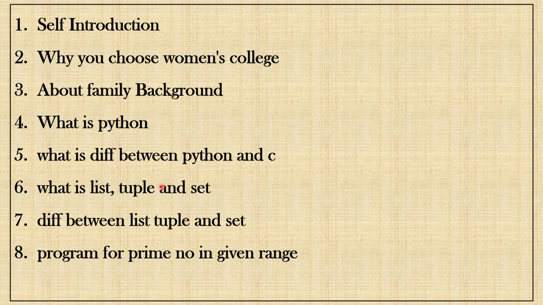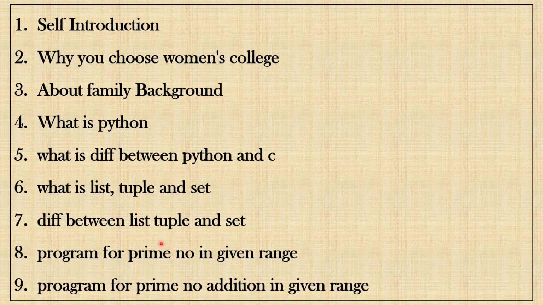Okay, fine. Then program for prime number in a given range. We should know what a prime number is: it has only two factors, itself and one. But we have to find them in a given range. They give the range as 1 to n, and we have to find primes in that only.